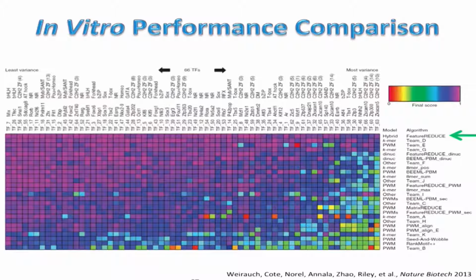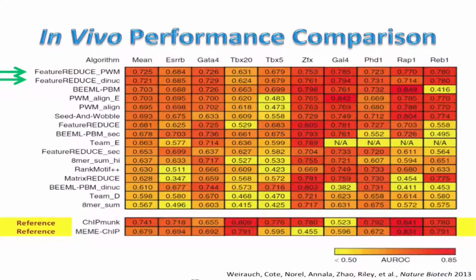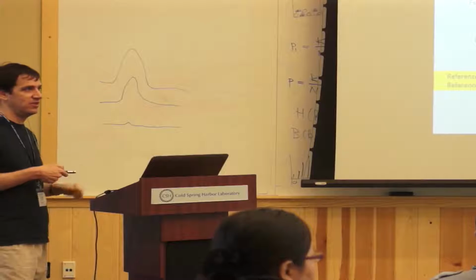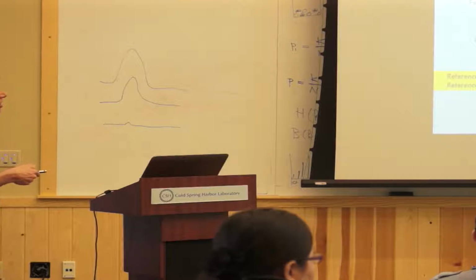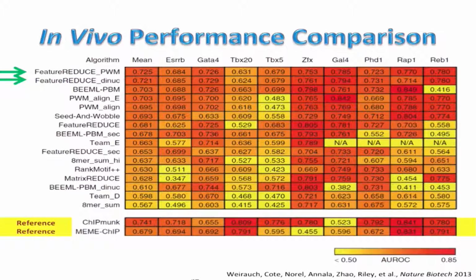Now, if you look at the in vivo performance comparison, for a handful of those 33 proteins in which there was either good ChIP-seq or ChIP-exo data, they calculated these UROC scores. Has anyone presented what a UROC score is yet? How many people know what a UROC score is? Okay, yes. So this is the area under a receiver operator curve.